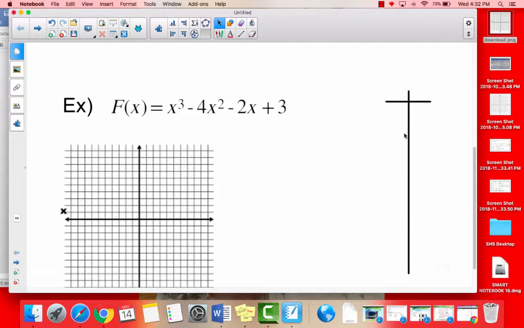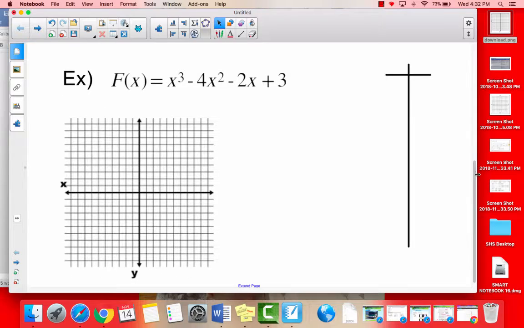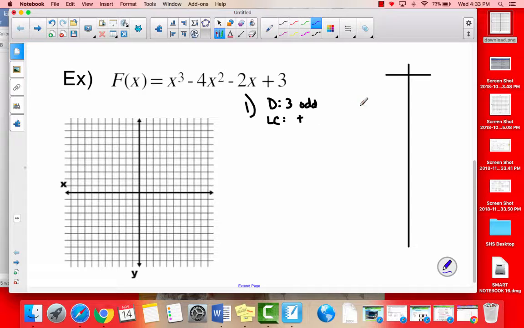Here I have the example f of x equals x cubed minus 4x squared minus 2x plus 3. There's a couple things we want to look at first. Step 1, the end behavior. Our degree is 3, so it's odd. And our leading coefficient is a positive 1, so that means it's positive. Just remember, if it's odd and positive, your end behavior is going to go up on the right and down on the left.